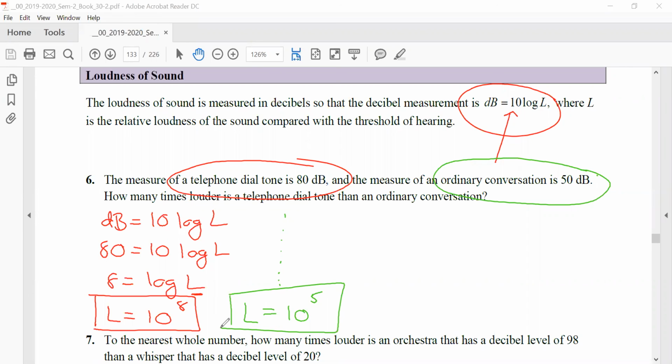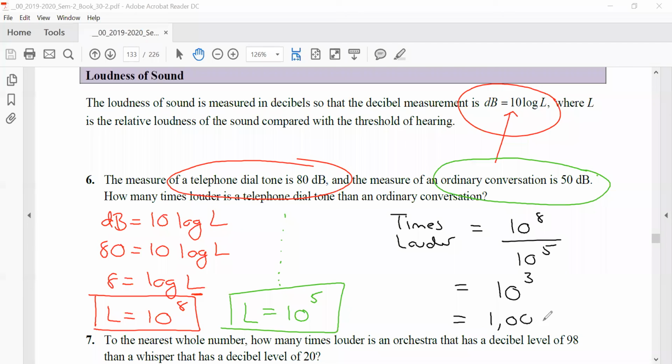Let's find, what's a pretty color? Oh, there's black. I've never used black. Okay, so times louder, well, it's the bigger divided by the smaller. 8 minus 5 is 3. And holy mucho burrito, it is 1,000 times louder. There it is. Okay, the next question is the exact same, right?